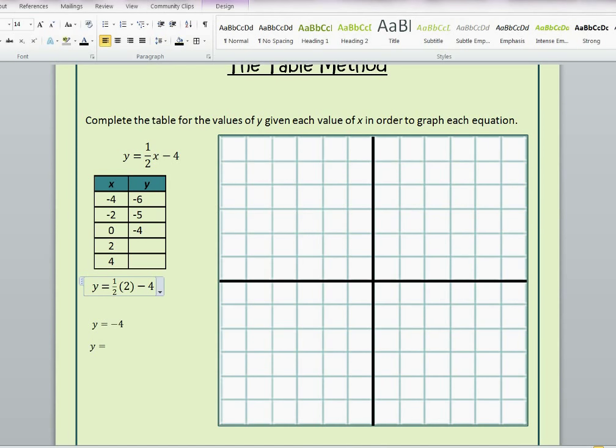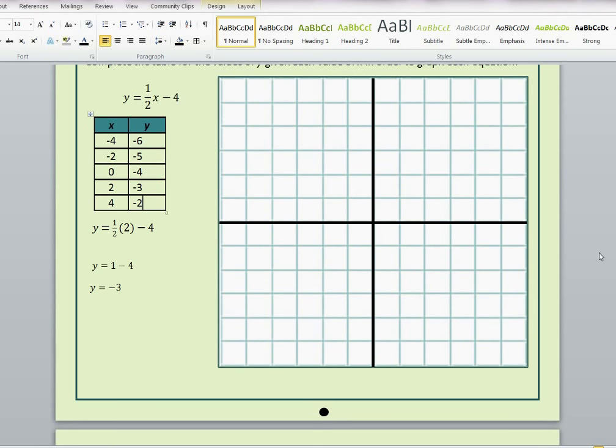All right, so we're going to put now 2 in for x to get our y value. Half of 2 is 1, and then 1 minus 4 is going to give us negative 3. So your next order is negative 3. And as you can see, if you just look at the pattern, that would give you negative 2. So I already have a point down here. We're going to start plotting these points. Negative 4, negative 6. 1, 2, 3, 4, and then we have negative 6.